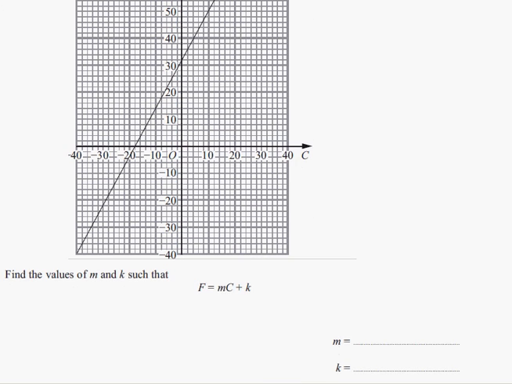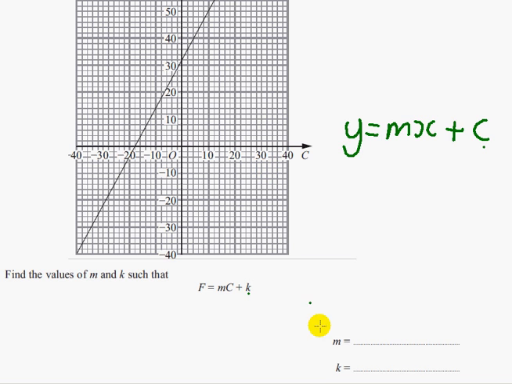Okay, so it says find the values of m and k such that F equals mC plus k. Now this is a line graph. So I'm just going to write something over here: y equals mx plus c. On the y-axis you've got F, the Fahrenheit, and on the x-axis you've got capital C as Celsius. M is the gradient as normal, and our little c that we normally use they've replaced with a k, which is absolutely fine, and that's where it cuts the y-axis.